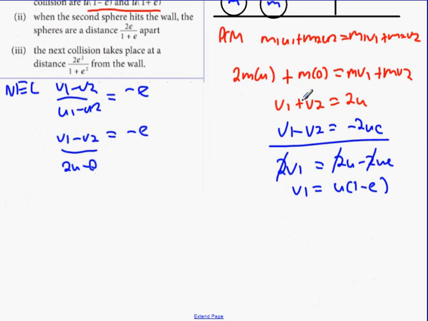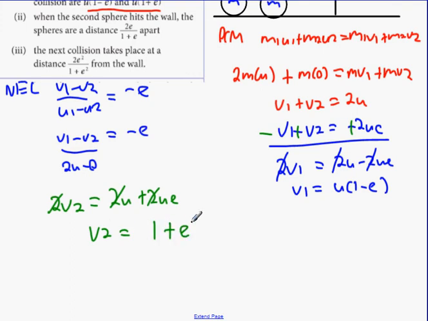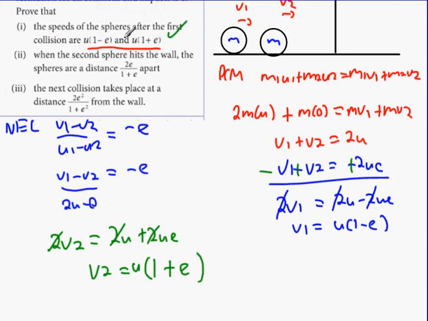To get V2, just going to do a modification on this. I'm going to turn that to a minus, that to a plus, that to a plus. I'm now going to get 2V2 ends up to be 2U plus 2UE. Once again, the 2's are going to go away, and V2 ends up to be U into 1 plus E. Double check, and you've got both of them right.